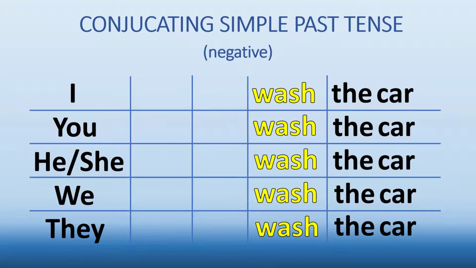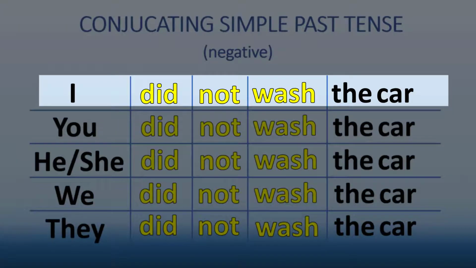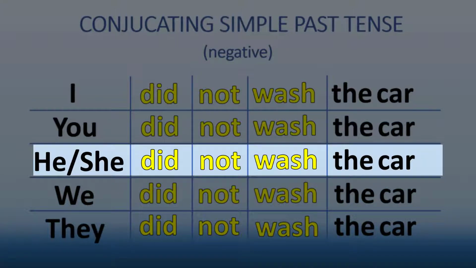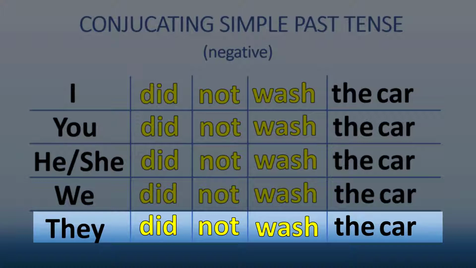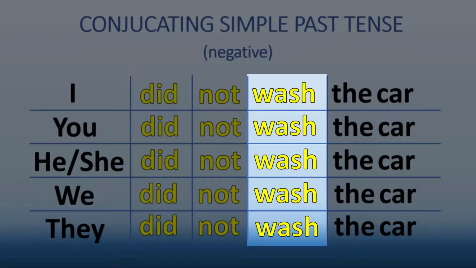Now, simple past tense in negative sentences, the same examples are there, but in the previous example we used second form of verb, that means washed, but now in negative with did not, we use base form of verb, wash. I did not wash the car, you did not wash the car, he or she did not wash the car, we did not wash the car, they did not wash the car. In all the examples we have just taken did not to make it negative and base form of verb wash.